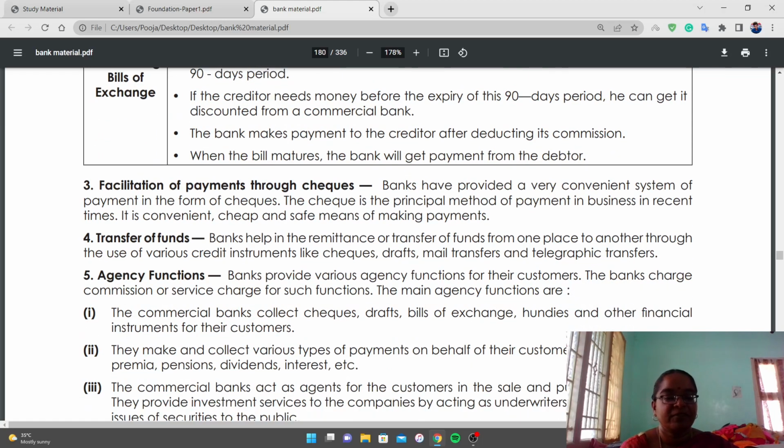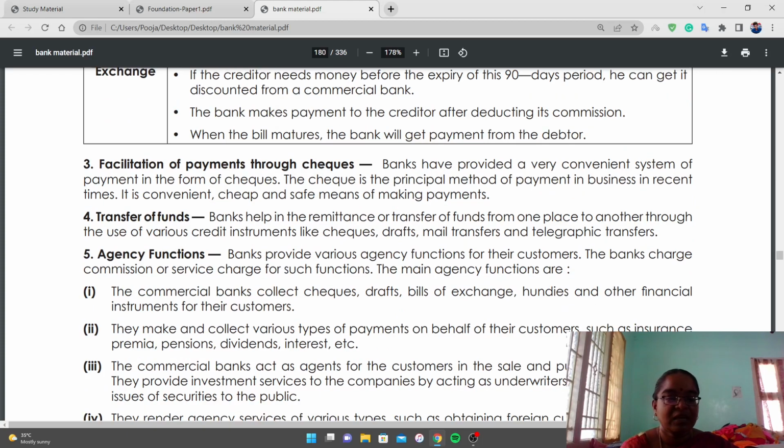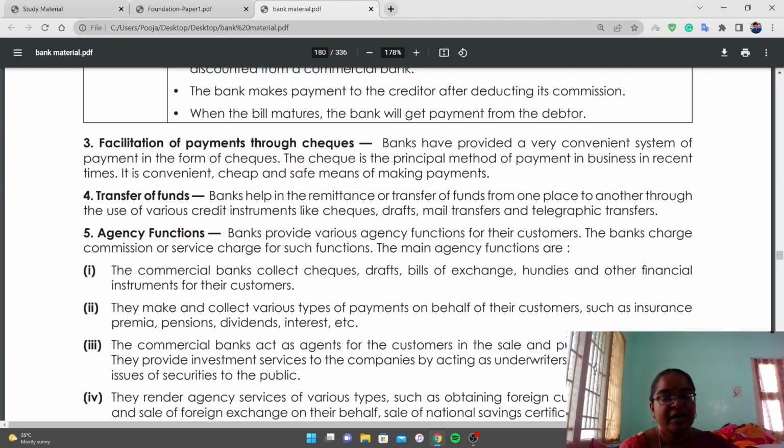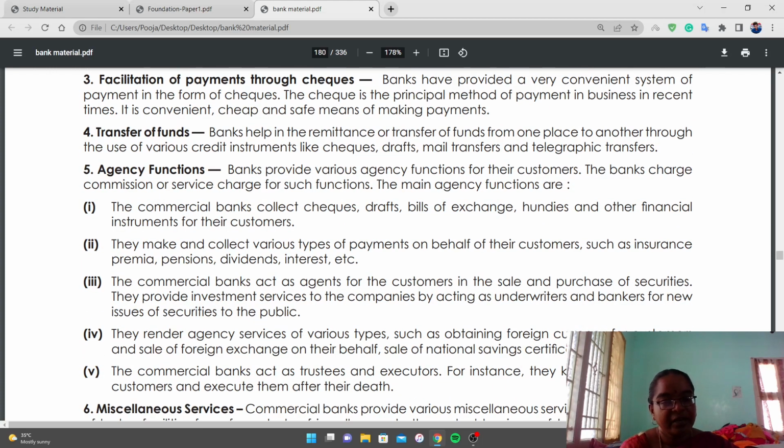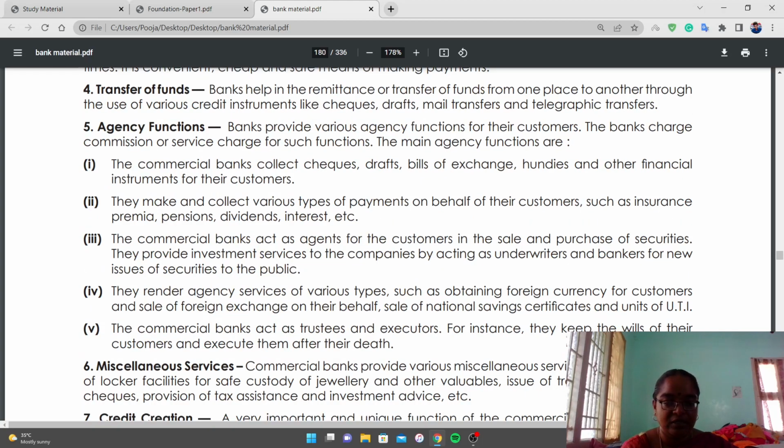And then agency functions. Agency function means the commercial banks collect check, draft, bill of exchange on behalf of the customers, and they make various payments on behalf of the customers, and on behalf of the customers the commercial banks purchase and sell the securities. They render agency services such as foreign currency services. It acts as trustees and executors.